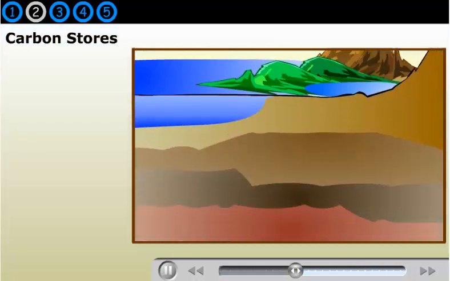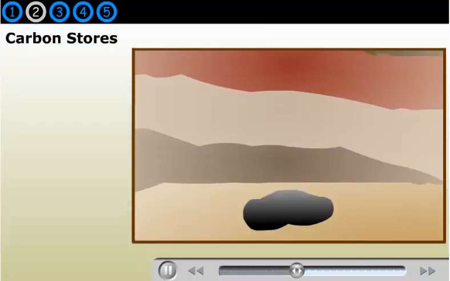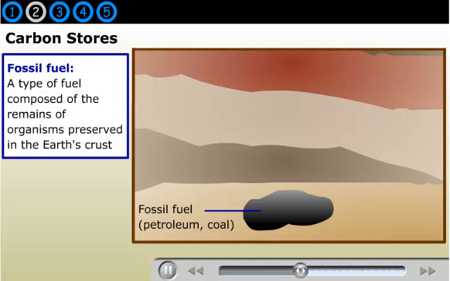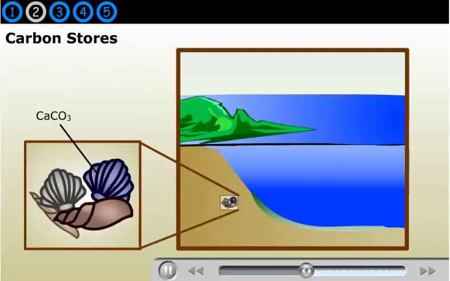Certain conditions can cause organic material to be buried and isolated before it can be decomposed. These deposits become fossil fuels, which include petroleum and coal. Fossil fuels are composed of the remains of organisms preserved in the Earth's crust. Carbon is also removed from the cycle in the form of calcium carbonate found in the shells of some aquatic organisms. As it accumulates, the calcium carbonate forms limestone.